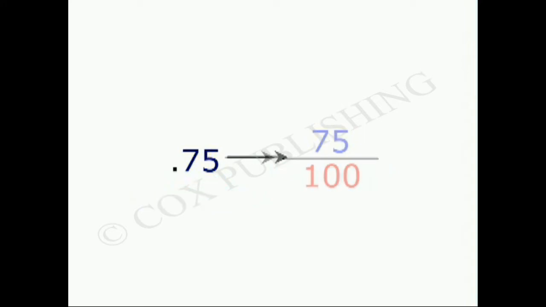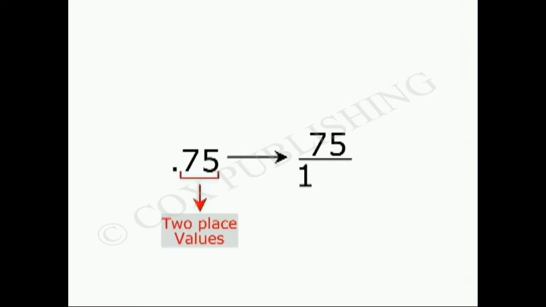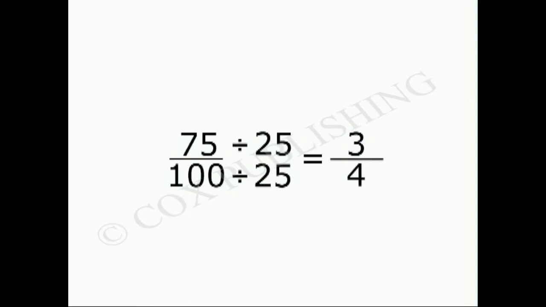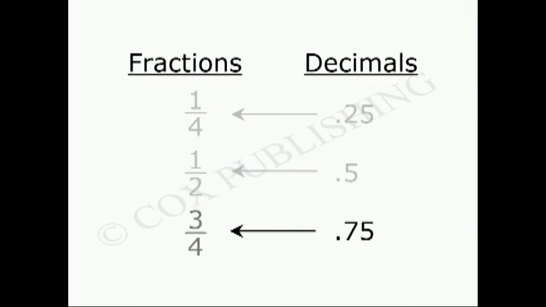In case we forget decimal place values, we can always write the numerical part in the numerator, then write a 1 in the denominator, and since the decimal has 2 places in it, we put 2 zeros behind the 1 and we still get 100. Next, since 75 and 100 have a common divisor 25, the fraction can be reduced to 3/4. That's correct. 75 hundredths can be rewritten as a fraction 3/4.